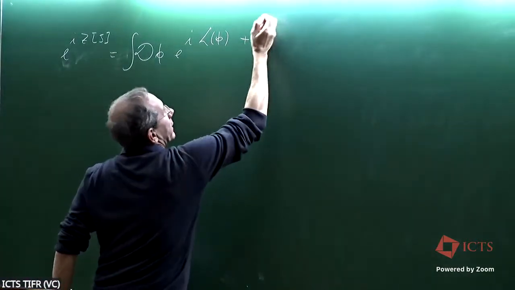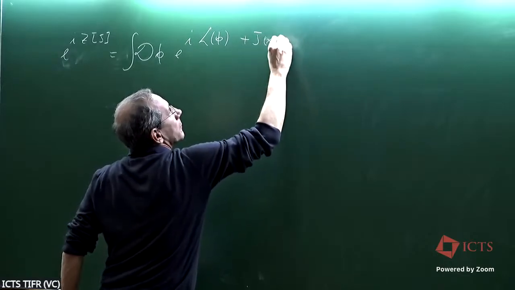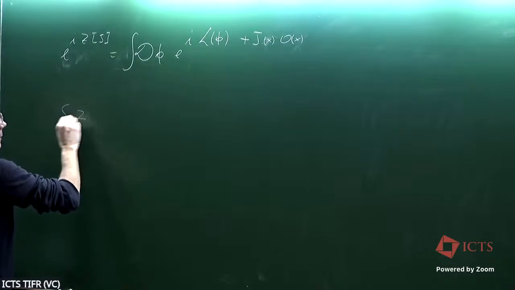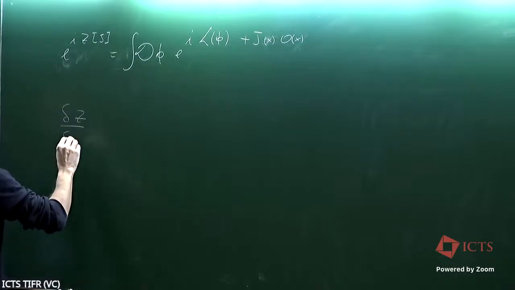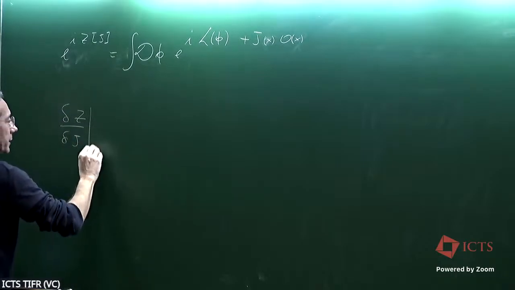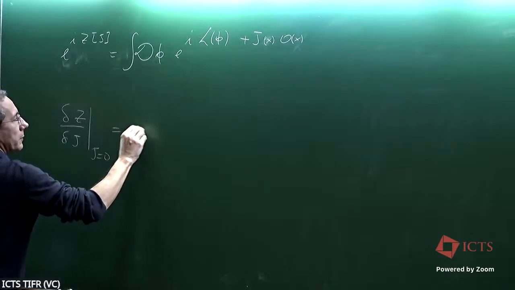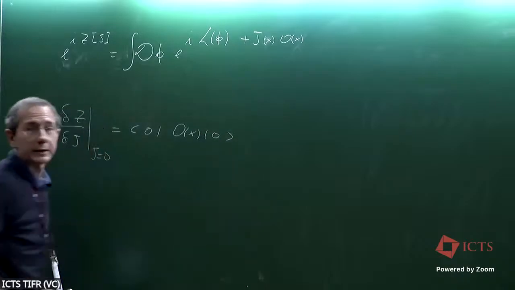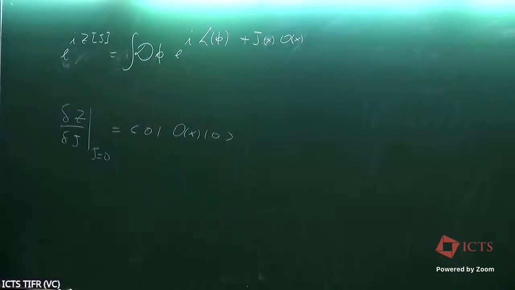I have my current. Okay, and then if I take the derivative with respect to J, and I set J equal to 0, this will give me the expectation value of X, right? This we all agree. So this one is the definition of the path integral formulation.